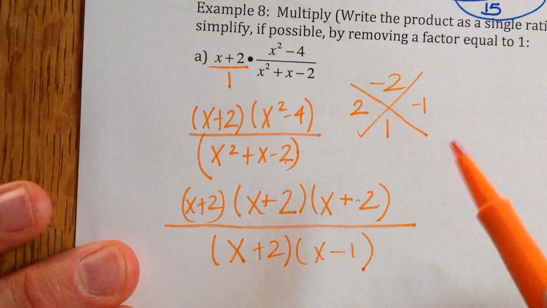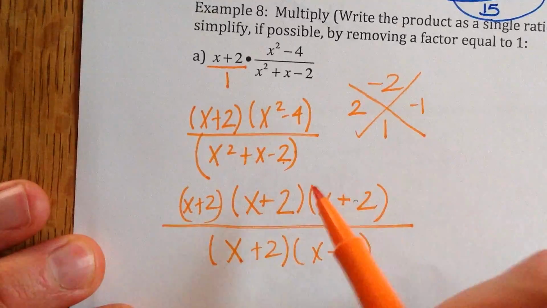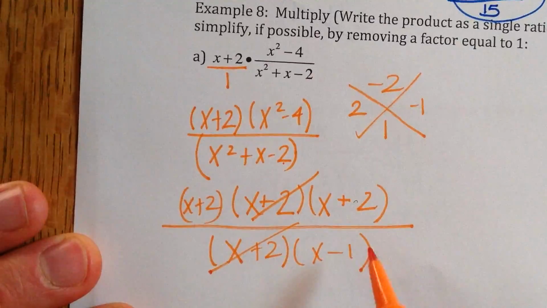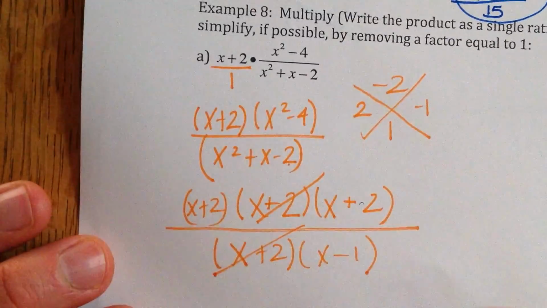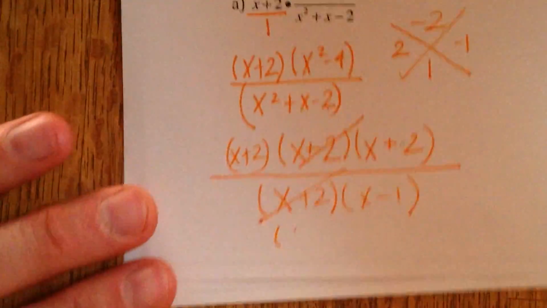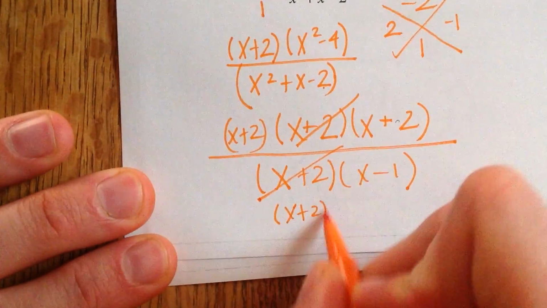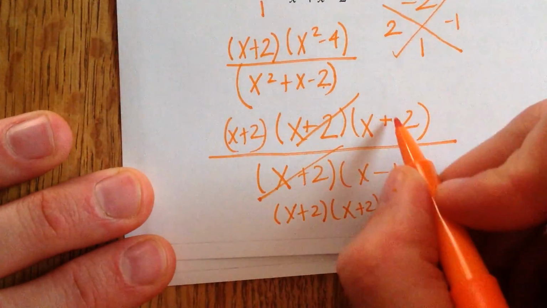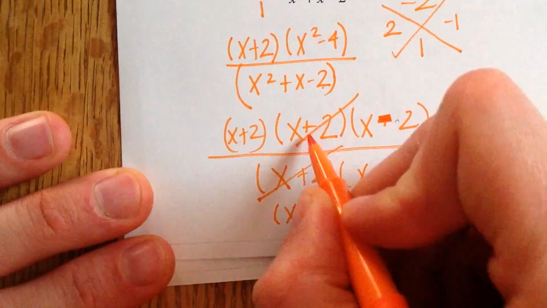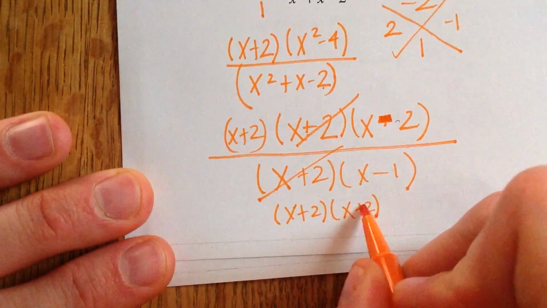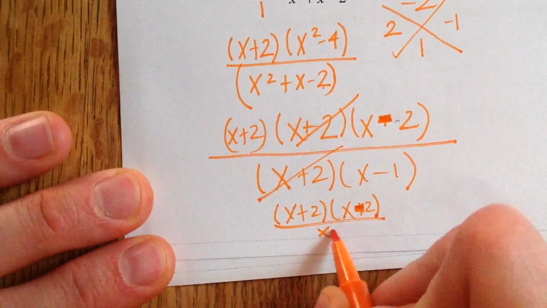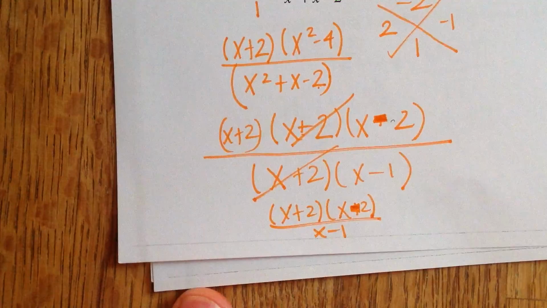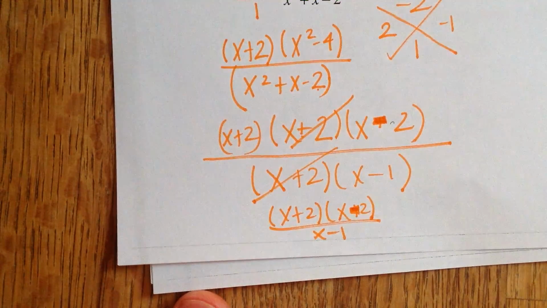So only my like terms can cancel out. So my x plus 2 with my x plus 2. I can't cancel out these x's here because it's a binomial. They're stuck together. So I'm left with x plus 2, x plus 2. Sorry, this should be a minus, for difference of squares, positive, negative. So x plus 2, x minus 2 over x minus 1. I apologize for that. Okay, so you're just going about and simplifying your terms.